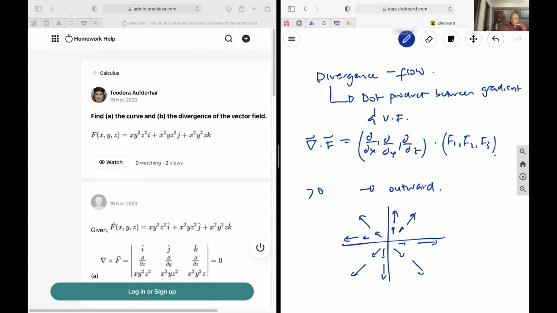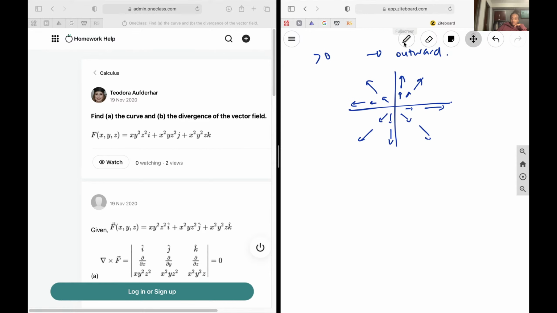And so it's going to look like this. Okay, now if I have a divergence of under 0, then the flow is going to be inward. And so if I had water in the vector field, I can imagine the water is flowing towards the origin.